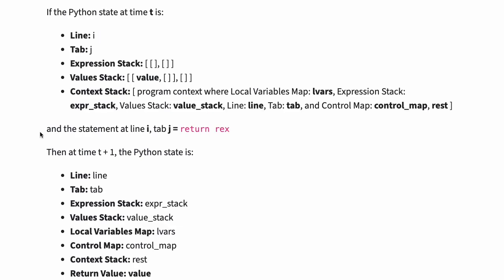If at time t the line is I, the tab is j, and the statement at line I tab j is a return statement, and the expression stack contains one empty element, and the value stack contains a value, then at time t plus 1, pop the context stack and use the popped element to populate the line, tab, expression stack, value stack, local variables map, and the control map, and set the return value to value from the value stack.